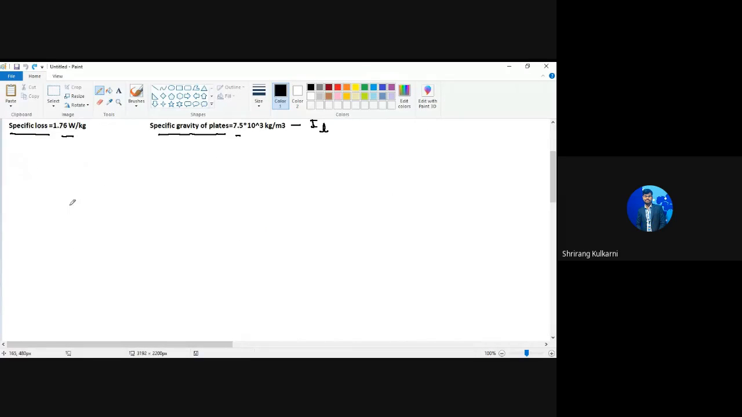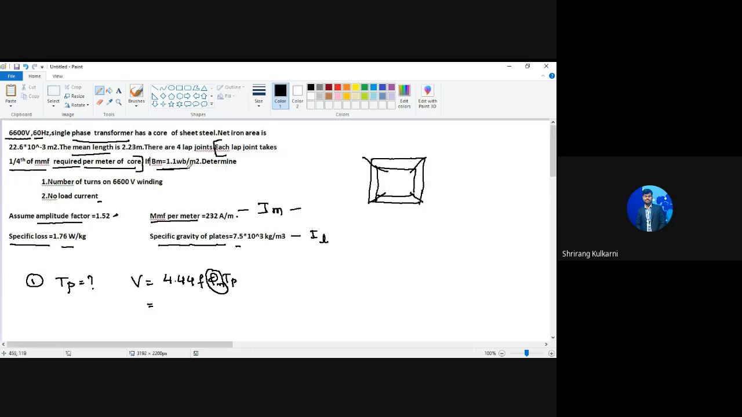Next, the first step is the calculation of TP. How to calculate TP? Voltage we know. TP we have to calculate. How to calculate? V equals 4.44 frequency flux into TP. This formula we know. What have they given? They have not given this phi m value. Instead of that, what have they given? They have given the flux density, Bm is given.